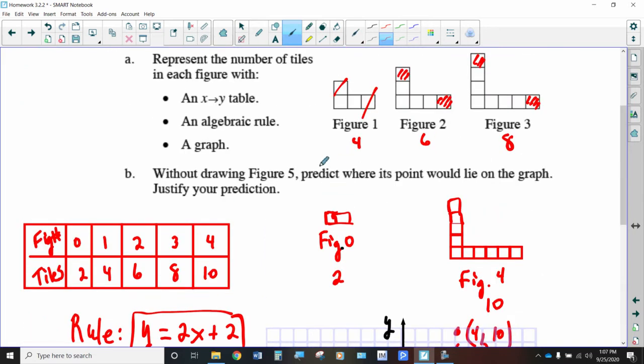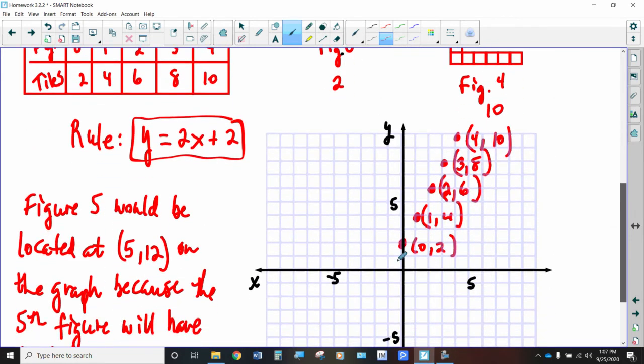Then what's the last question? Without drawing figure 5, predict where its points would lie on the graph. Well, the points are going to lie on this straight line, right? So it would be 2 units up and 1 unit to the right. It would be right around there at 5, 12.